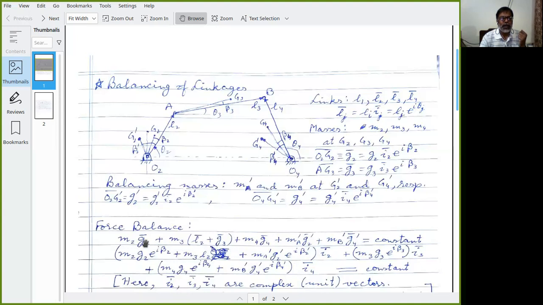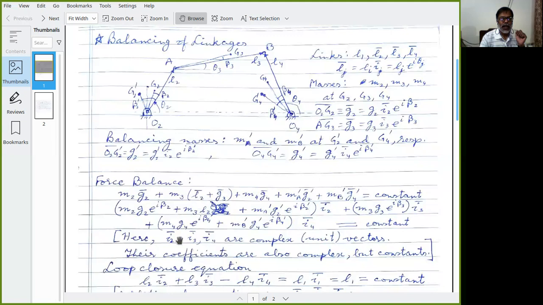Now what we do is put G2, G3, G4, G2 prime, G4 prime, all these things in terms of complex numbers involving angles, beta, beta prime, etc., and the unit vectors along the links. So from here we will get M2 G2 into e to the power i theta 2. From here another e^(i theta 2) term will come, M3 L2. And then from here another e^(i theta 2) term will come, because this is connected to L2. The e^(i theta 3) term will come only from here, M3. And then the e^(i theta 4) term will come from two places. So collecting all those things together, this vector has to be a constant vector.